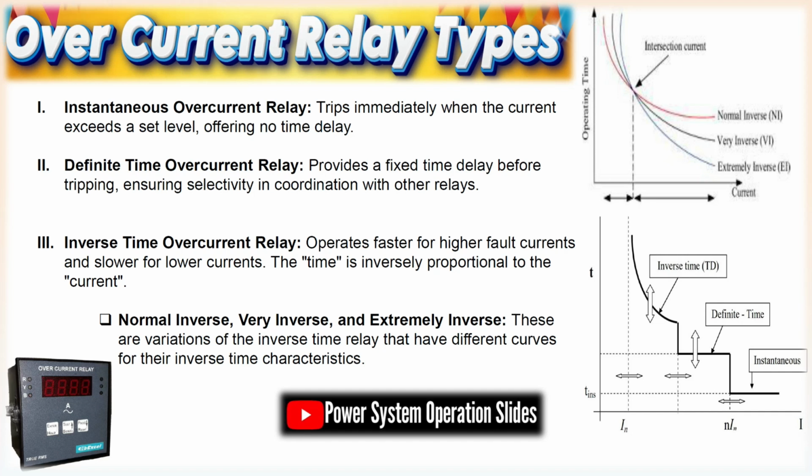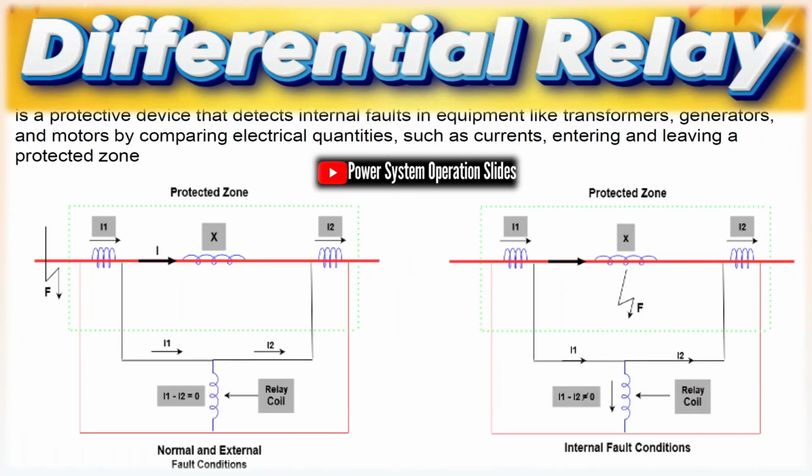Surge arrestor. Surge arrestors clamp transient overvoltages and divert them to ground. They offer high resistance in normal conditions and low resistance during surges. They protect equipment from switching and lightning surges.